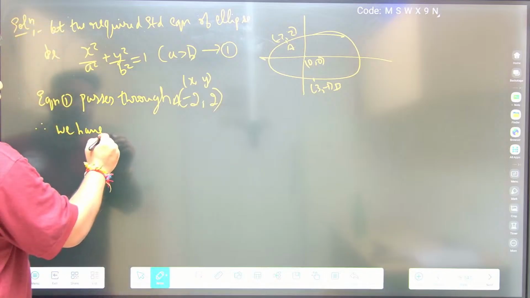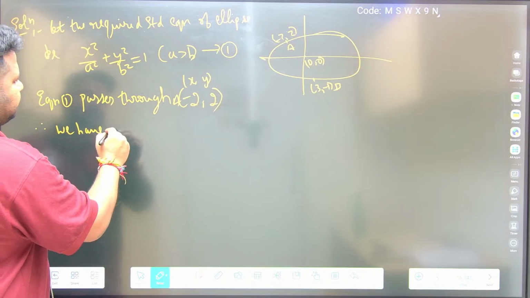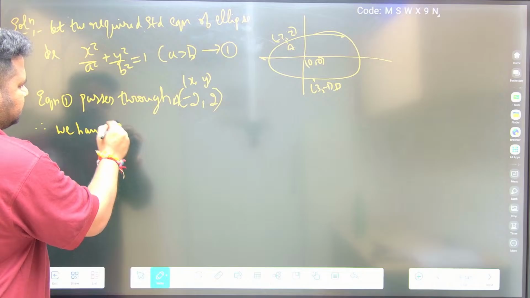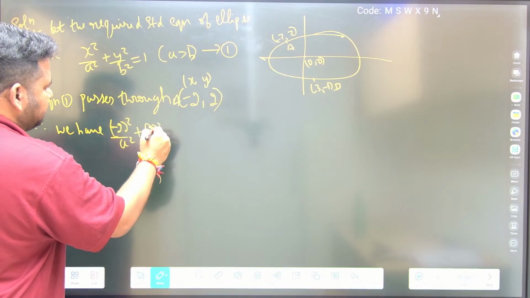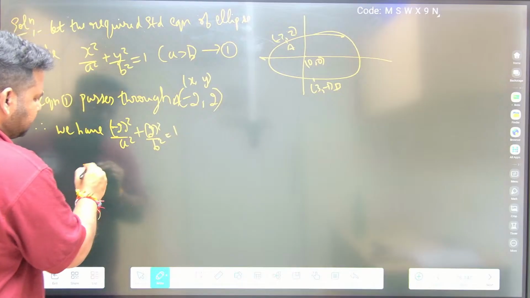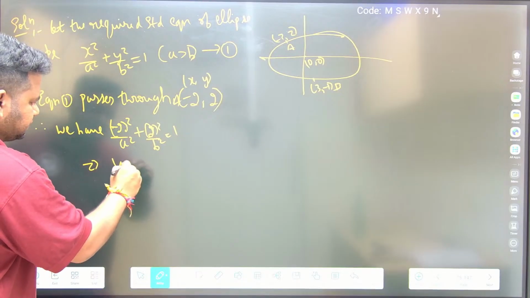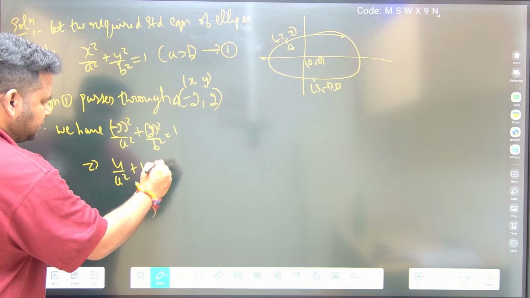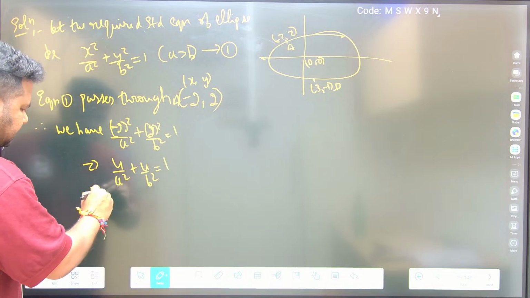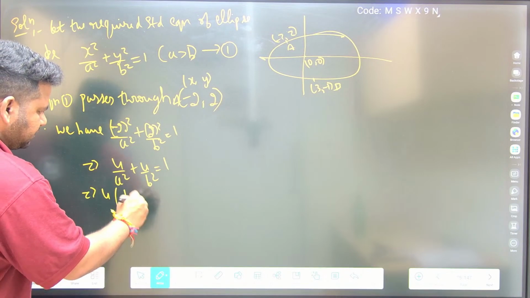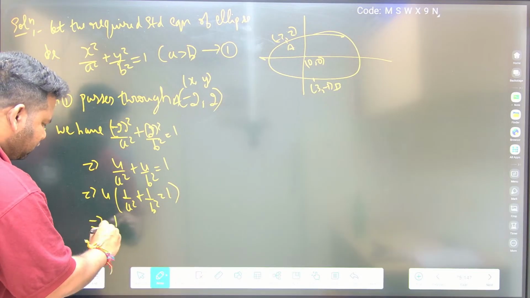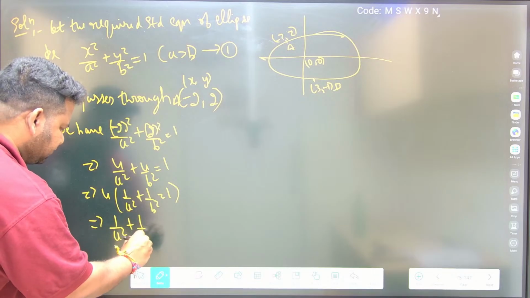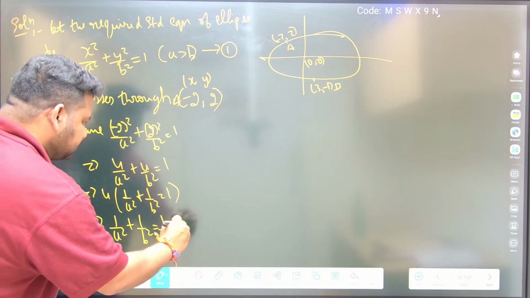So minus 2 comma 2, this will be x, y. Therefore we have x square, minus 2 square by a square plus 2 square by b square is equal to 1. This implies 4 by a square plus 4 by b square is equal to 1. If I take 4 outside, I get 4 times 1 by a square plus 1 by b square is equal to 1. That implies 1 by a square plus 1 by b square is equal to 1 by 4. Let this be equation 2.